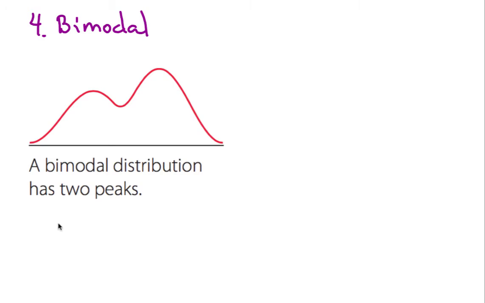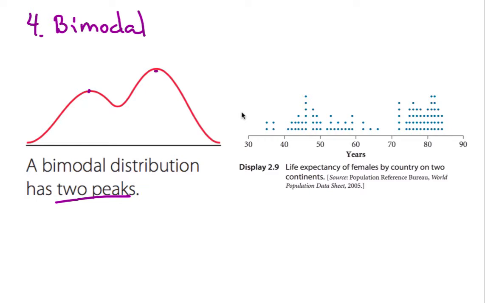The last major distribution that we will see is bimodal distribution. A bimodal distribution has two peaks in our data. Here's an example of life expectancy of females by country on two different continents. Notice how our distribution has two main humps. So we would say this is a bimodal distribution.